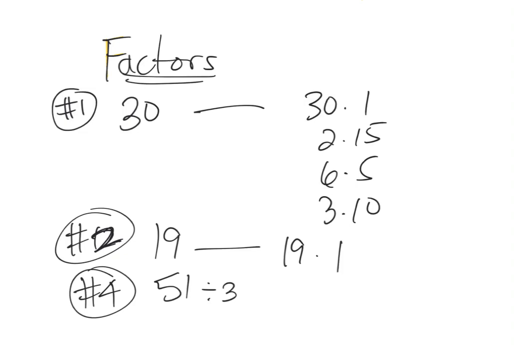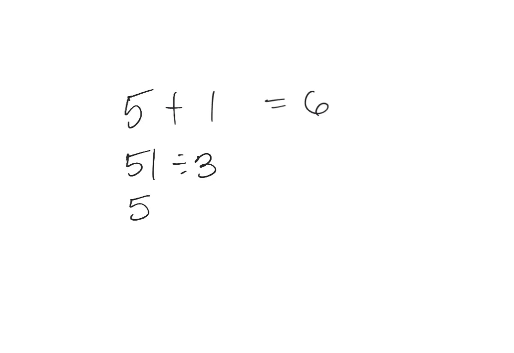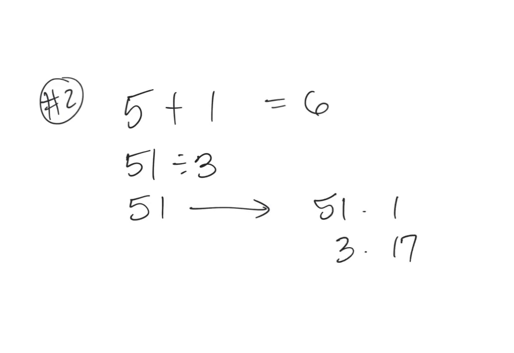How do we know that? Because 5 plus 1 is 6. 6 is a multiple of 3. Therefore, 51 is divisible by 3. So for 51 in number 2, we can say that the numbers that multiply to give 51 include 51 times 1 as well as 3 times 17. So that's what they're looking for in this section. We're trying to take each one and we're finding the factors that multiply to give that number.